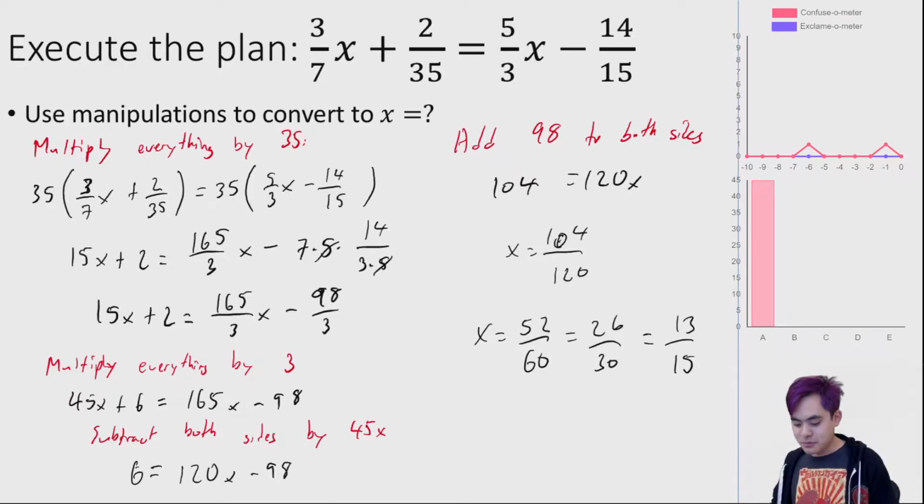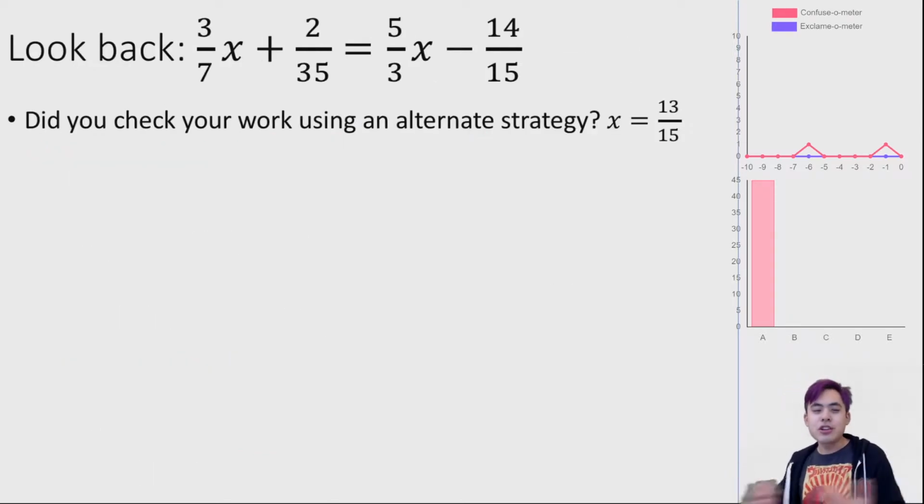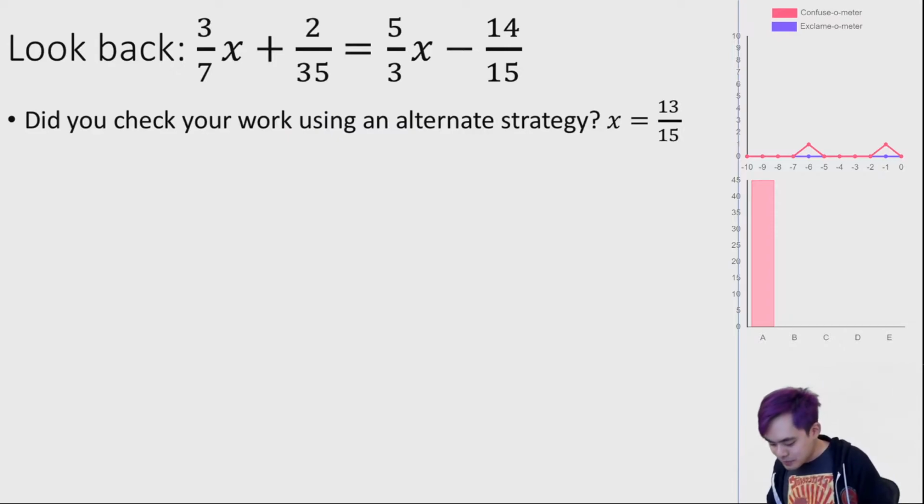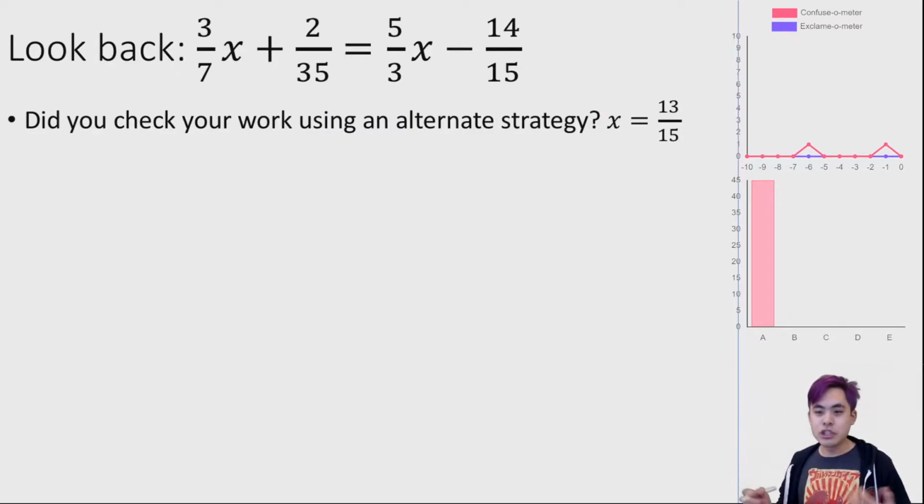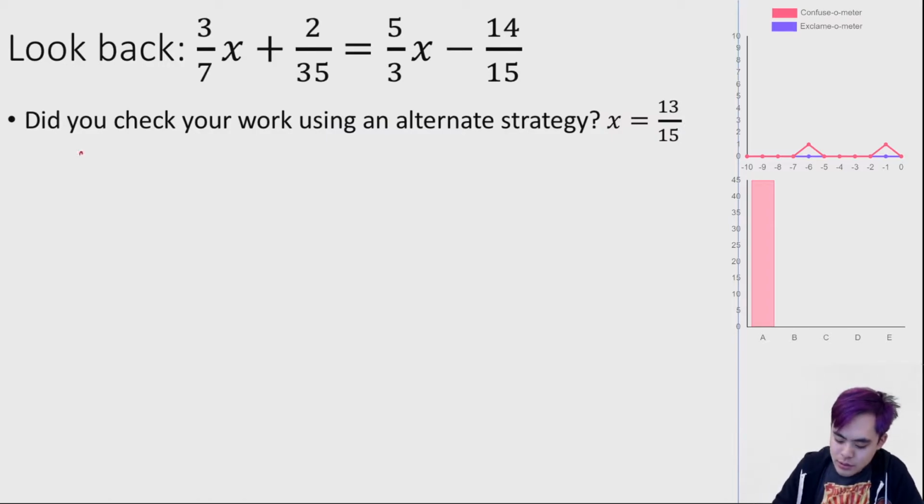So let's look back. Did you check your work using an alternate strategy? So, when we're trying to recheck our work with an alternate strategy, one way of doing it for solving an equation is just to plug the number back in. So we have x is equal to 13 over 15. Well, let's plug that back in and see what happens. So we plug in our potential solution.